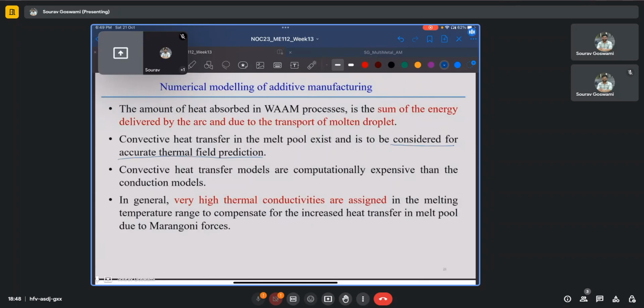And the reason we would want to avoid them is because the convective transfer models are computationally very expensive as well as very challenging to design. And yeah, very high thermal conductivities are assigned above the melting temperature to compensate for the increased heat transfer in the melt pool due to Marangoni convection.